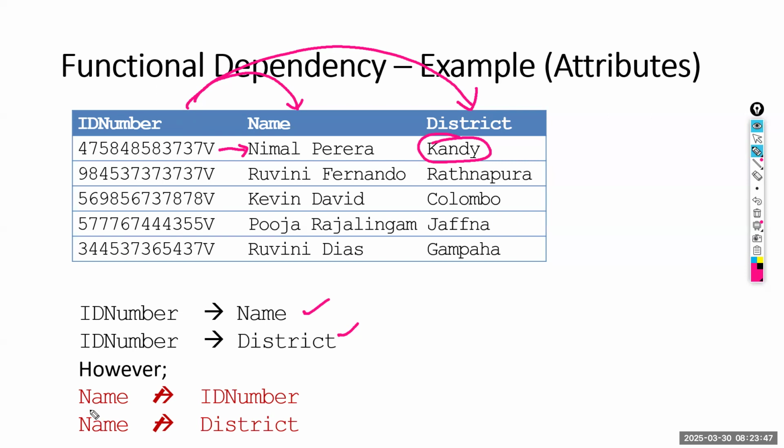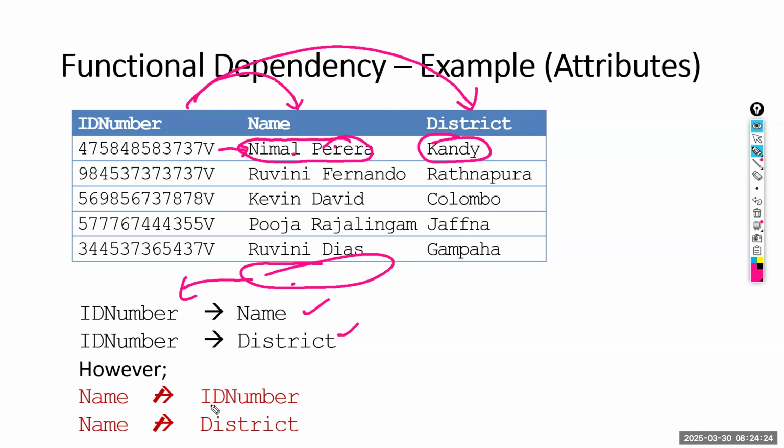But can we say like this? If you know the name, can you say that I can definitely, uniquely say the ID number? No, because two people may have the same name, two or more. Right? So there can be another Nimal Pereira with a different ID. So just because you know Nimal Pereira, it doesn't mean you can say uniquely what the ID number is. So therefore, name does not functionally determine ID number.